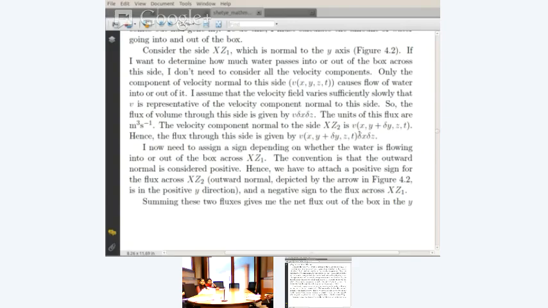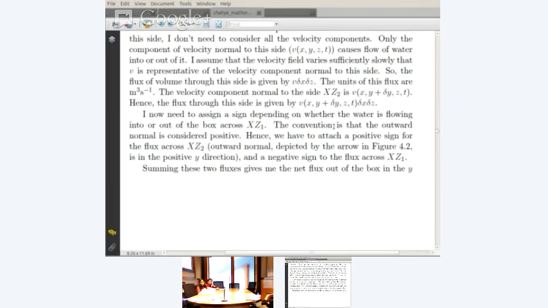The velocity component normal to the side xz2 is v, but now at x, z, and t, but y plus delta y. That's the only thing that changes. So the flux for this side is given by V at x, y plus delta y, z, comma t, into delta x into delta z. That does not change.